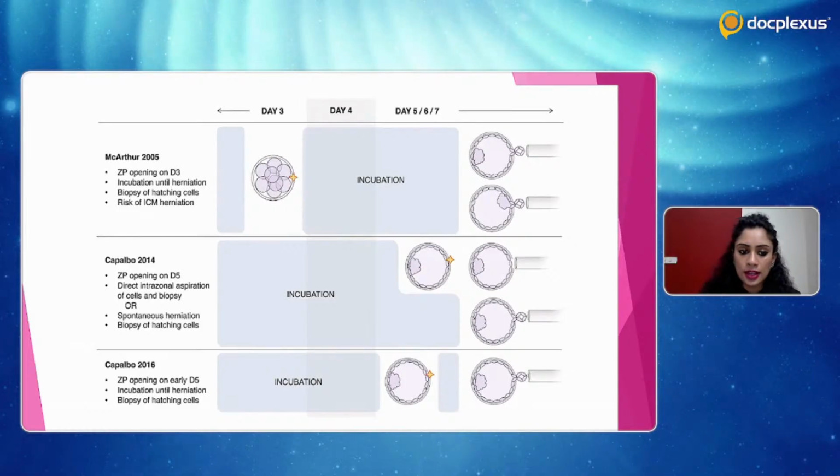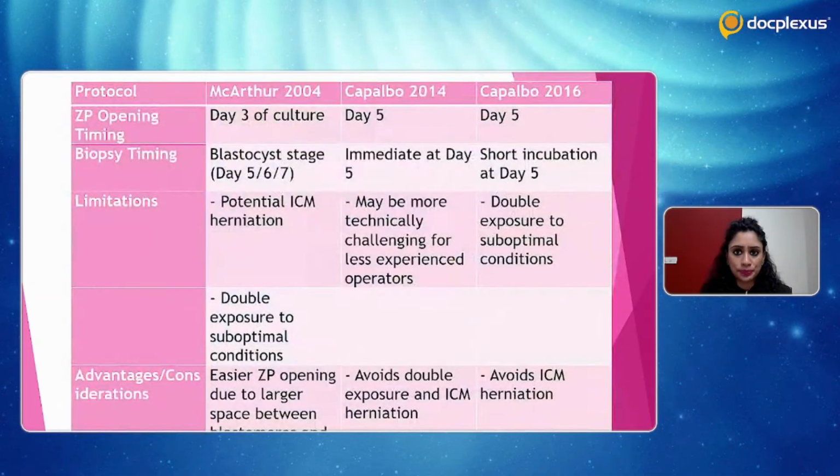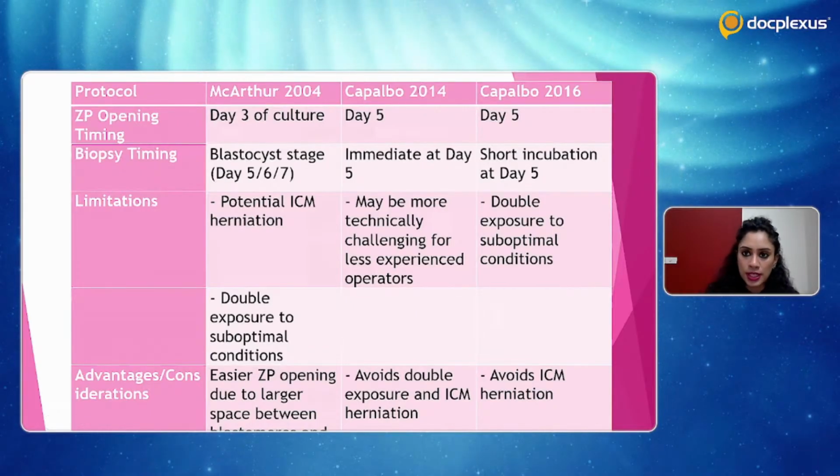In 2016, zona pellucida opening was on early day 5. You incubate until herniation and then you do the biopsy of hatched or hatching cells. So here you see that over the years, the zona pellucida opening has progressed from day 3 to day 5, and the biopsy timing was earlier at blastocyst stage, which was from day 3. You conduct the zona pellucida opening on day 3, as was done in 2005, and then you leave it to culture till blastocyst stage, day 5, day 6, day 7.